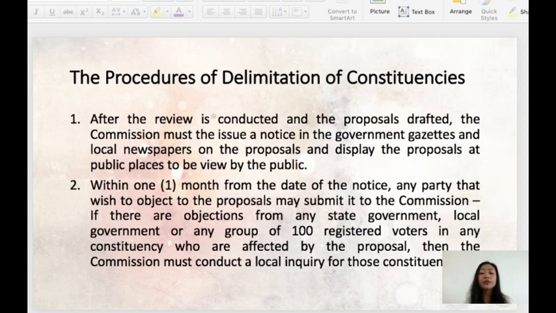Within 1 month from the date of the notice, any party that wishes to object to the proposals may submit it to the Commission. If there are objections from any state government, local government or any group of 100 registered voters in any constituency who are affected by the proposal, then the Commission must conduct a local inquiry for those constituencies.